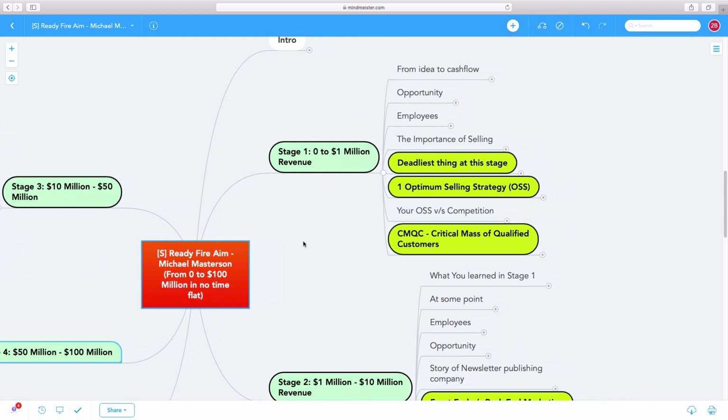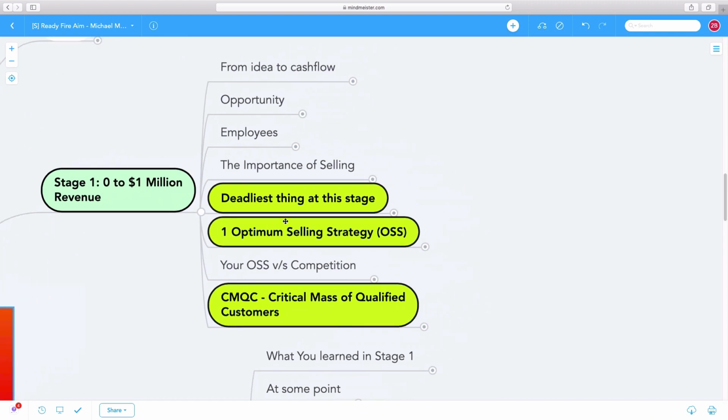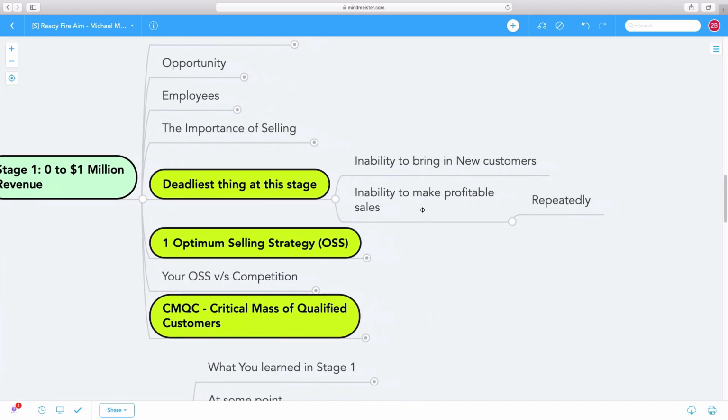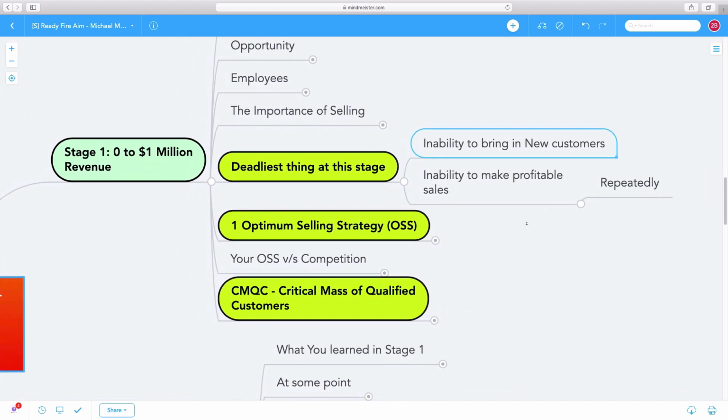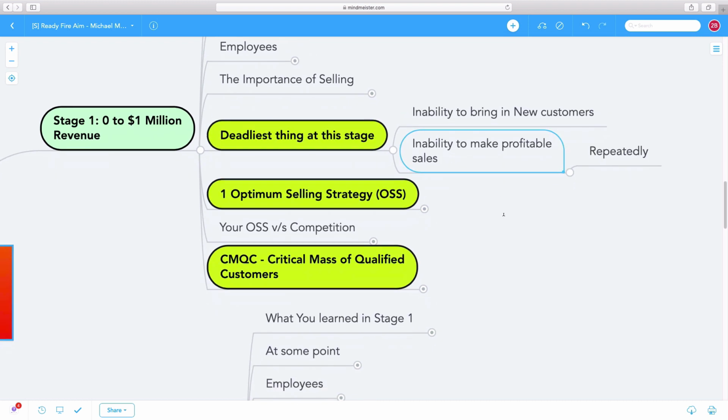Let's talk about what you need to focus on in the $0 to $1 million stage, the stage one. Well, the deadliest thing in stage one is your inability to bring in new customers. Your inability to make profitable sales repeatedly again and again is the deadliest thing at this stage of your business. So what should you do? Well, you need to perfect your one optimum selling strategy. Now, what does that mean?